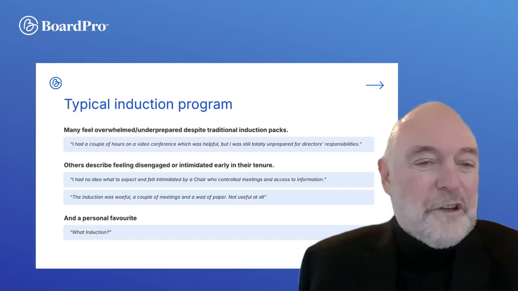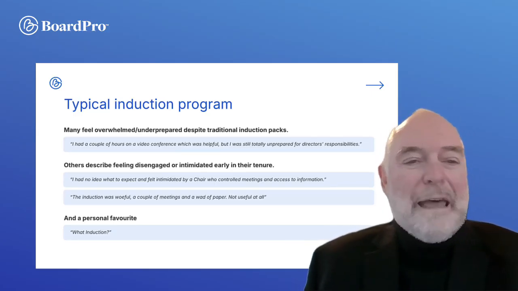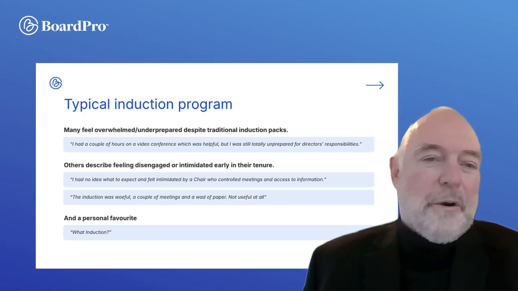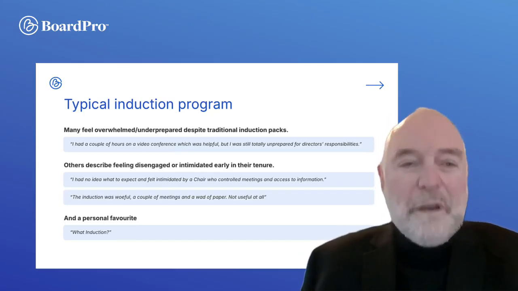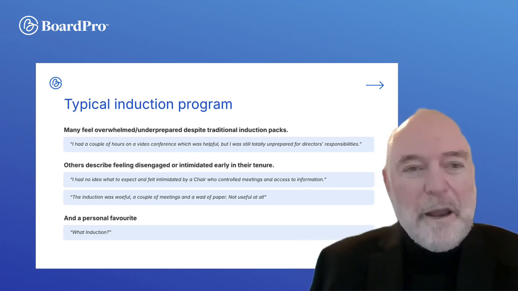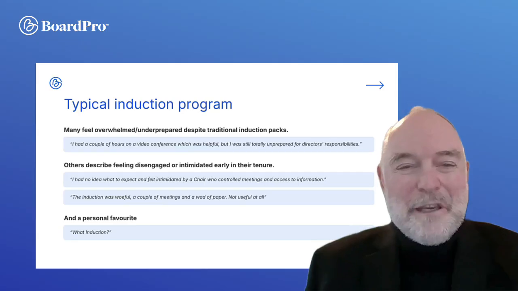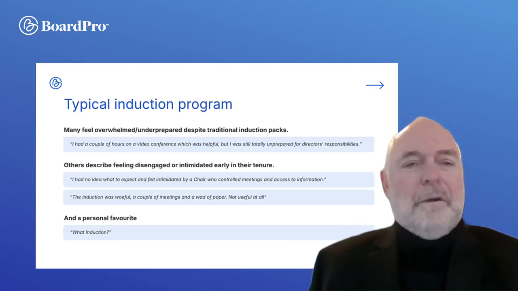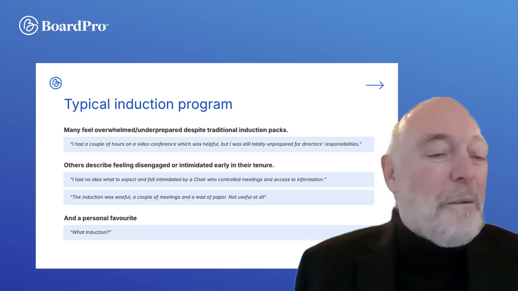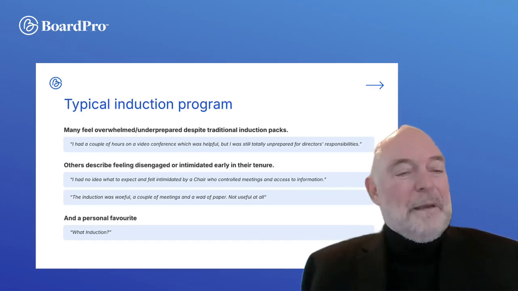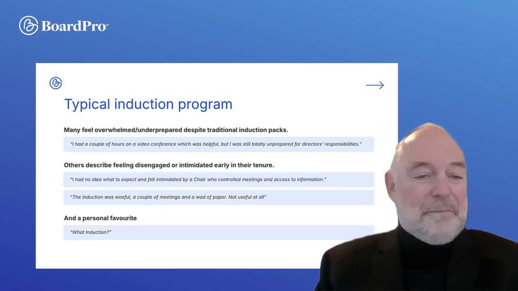So every organisation who has a board will typically have a board induction or orientation process that they go through. Most of them do it really, really badly. How do I know that? Because I've had thousands of directors tell me that as we go through the reviews and the conversations we have. And I've just put in here some typical comments that we hear. Many directors feel overwhelmed or underprepared despite being given traditional induction packs.